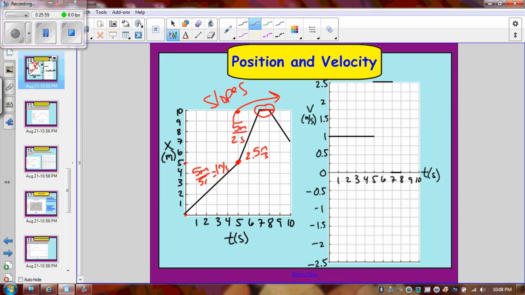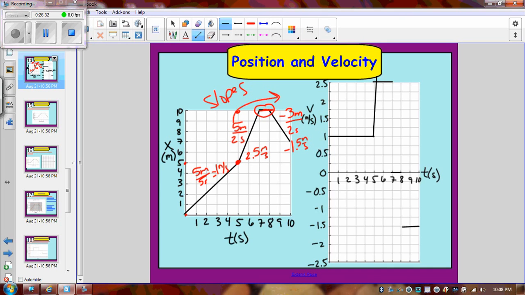Finally, let's look at the last part of motion. Notice that it's negative, so I know I'm going to be down here somewhere. I notice that the object goes from 10 meters down to 7. So it looks like the change in position is -3 meters. And the amount of time that happens is in 2 seconds. So the velocity is -1.5 meters per second. And so I'm going to draw a line for the last 2 seconds down here at the -1.5 meter per second mark.